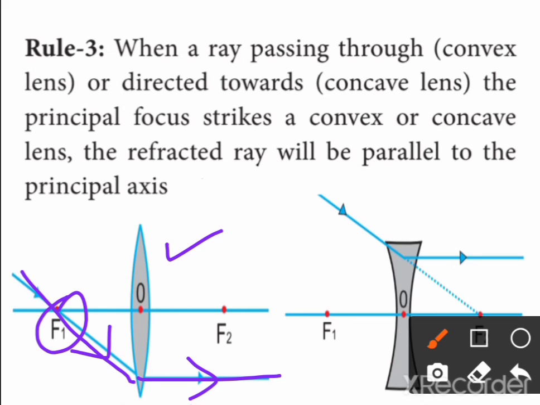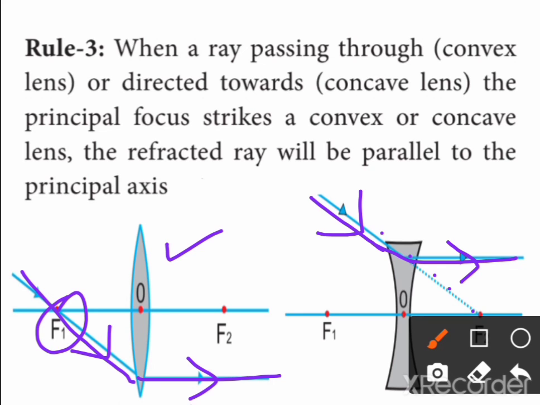Okay, now for the concave lens, what happens to the same ray? It is appearing to be directed towards the principal focus. Right, the ray is incident as if coming from the principal focus. Okay, it is directed towards the principal focus. It is striking the concave lens, and after that refraction, the refracted ray will become parallel to the principal axis.